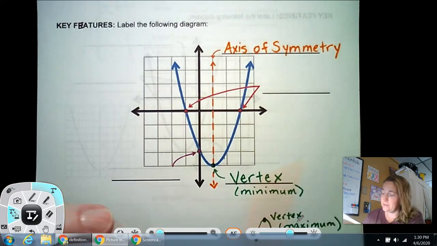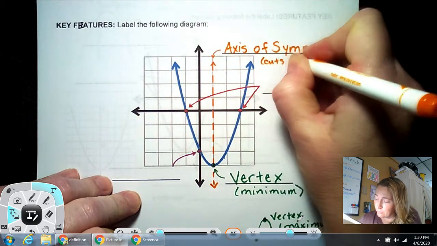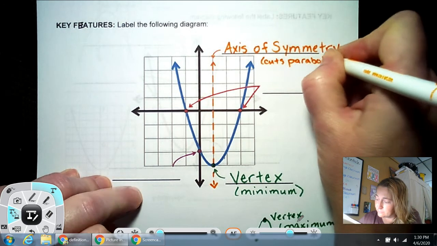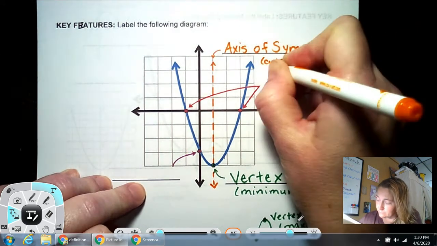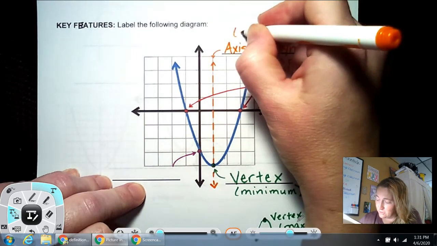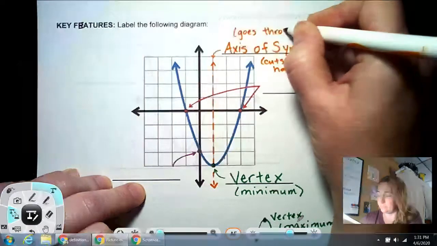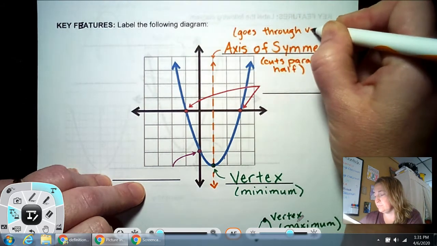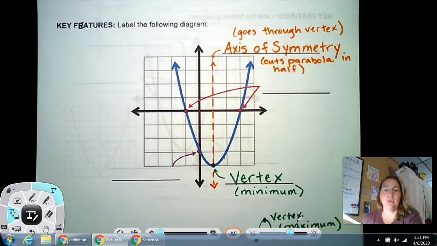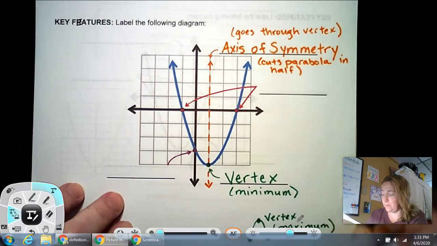Okay. So I'm going to make a note. It cuts the parabola in half. Okay. And it also goes through the vertex. Okay, so that's always going to be true about the axis of symmetry. So if you know where your vertex is, you know where your axis of symmetry is. Okay.